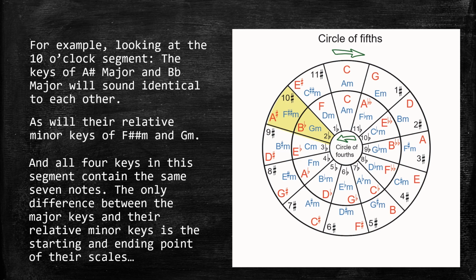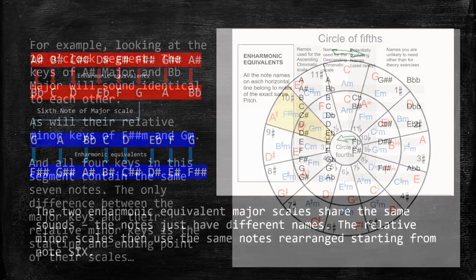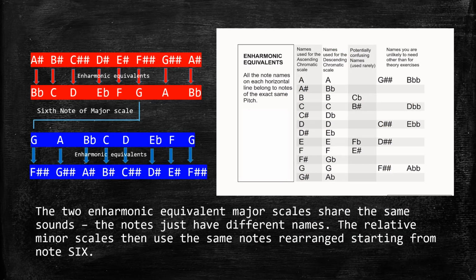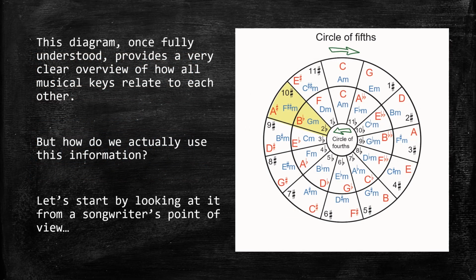The only difference between the major keys and their relative minor keys is the starting and ending point of their scales. The 2 enharmonic equivalent major scales share the same sounds. The notes just have different names. The relative minor scales then use the same notes rearranged starting from note 6. This diagram, once fully understood, provides a very clear overview of how all the musical keys relate to each other.